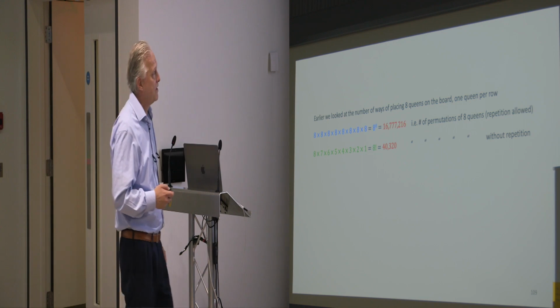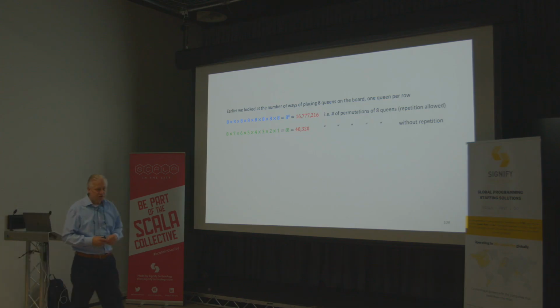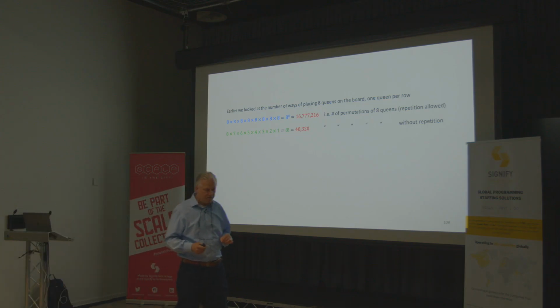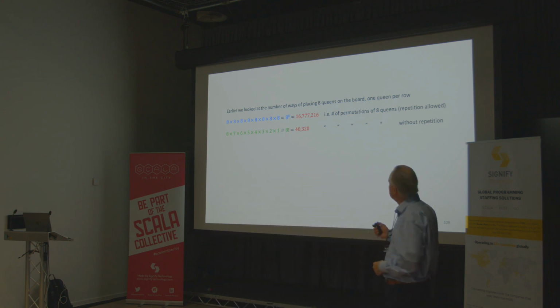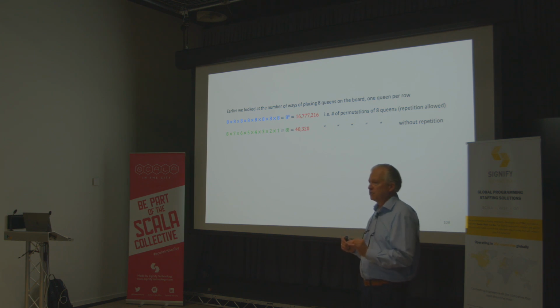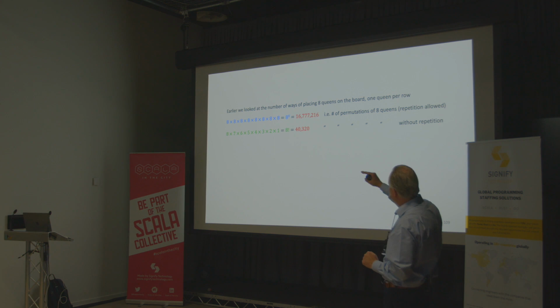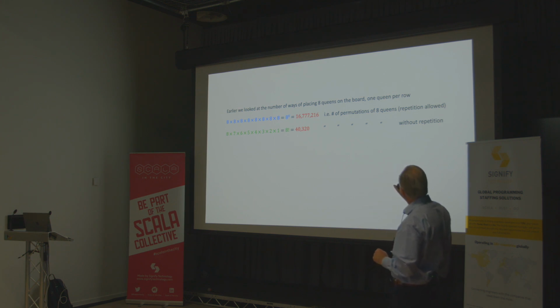So earlier we looked at the number of ways of placing 8 queens on a board, one on each row, and we came up with these numbers, 8 to the power of 8. That's the number of permutations of 8 queens allowing repetition, i.e. that allows multiple queens to be in the same column. At the bottom, 8 factorial, that's the number of permutations without allowing repetition.